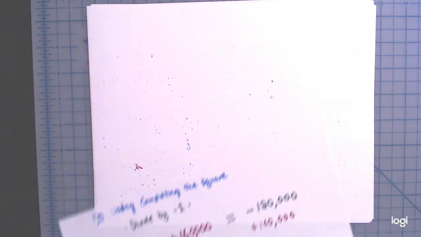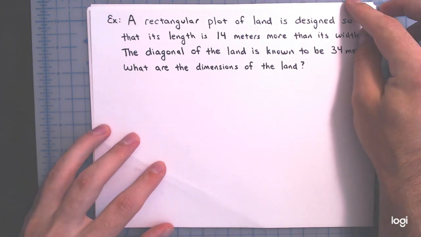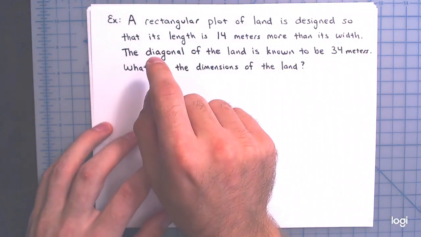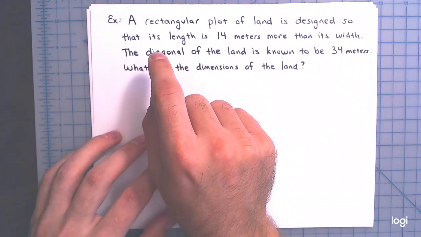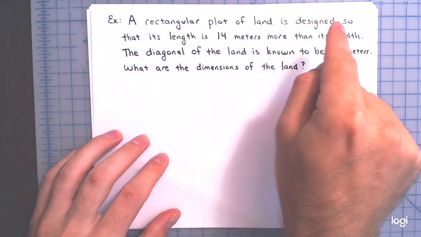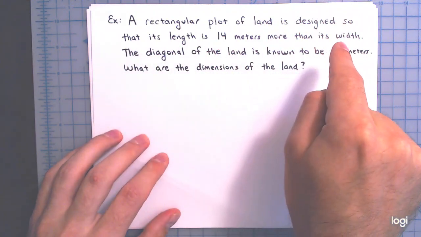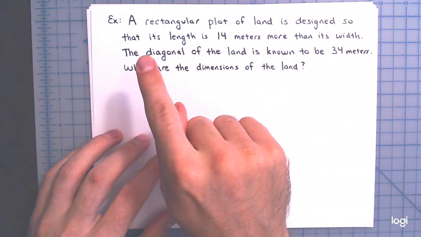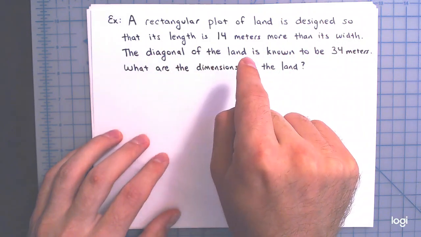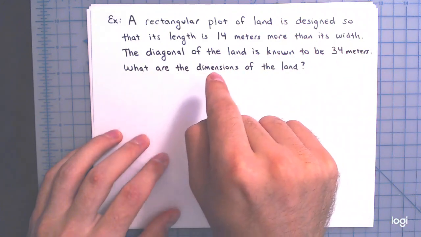All right, so take all this away. This last example is, again, another problem I've pulled from some intermediate algebra text where a quadratic equation will come into play while solving it. So I have a rectangular plot of land is designed so that its length is 14 meters more than its width. The diagonal of the land is known to be 34 meters. What are the dimensions of the land?